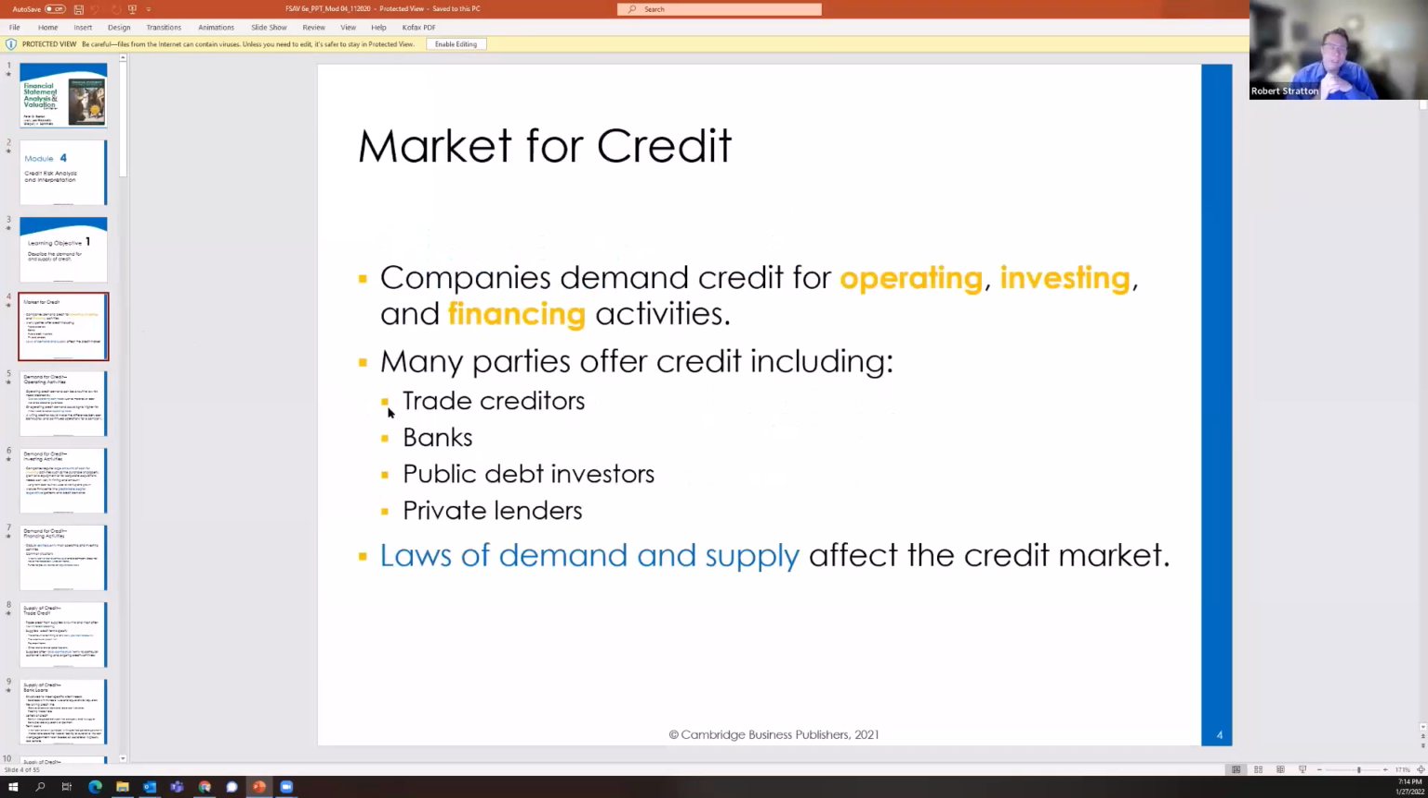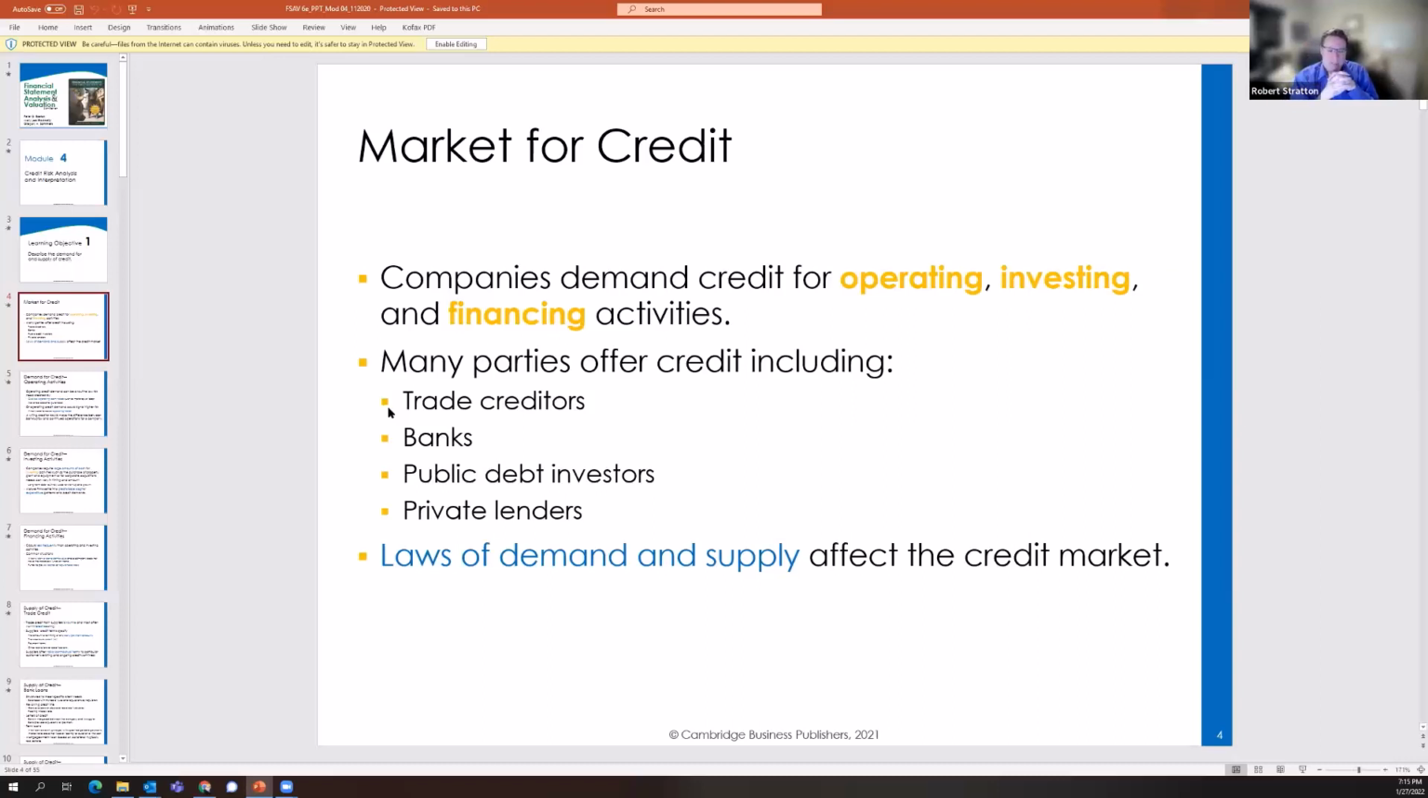So let's talk a little bit about what the market for credit is. Companies use credit for several different things, for operating costs, for investing and financing activities, right? And there's lots of different parties out there that offer credit. So trade creditors. This is a term for, like, if you're buying from a supplier and they allow you to buy the inventory today, but pay in 30 days or 60 days. That's typically a trade creditor. So they're selling you parts and supplies or whatnot, and expecting a delay before they get paid.